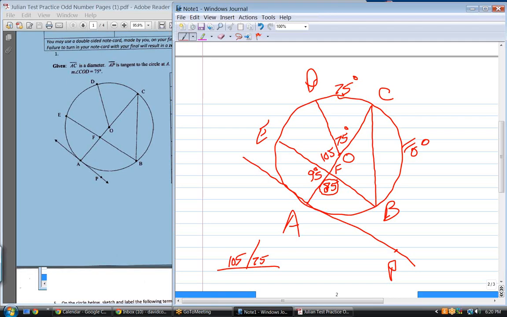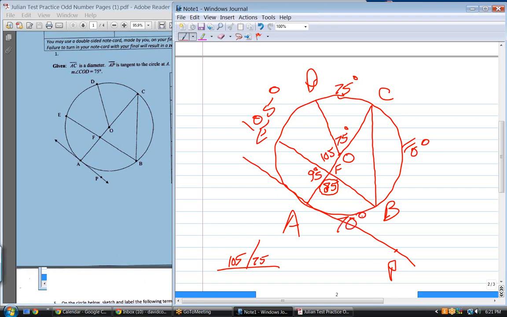Okay. Now that tells us what AD is. AD is 105. Ah, that's valuable. Why? Because we know AD, we know DC, and we know CB. The only thing left on that circumference is AB. What do all four of them have to total? 360. Okay, what do these three total? 290, which means this has to be 70.